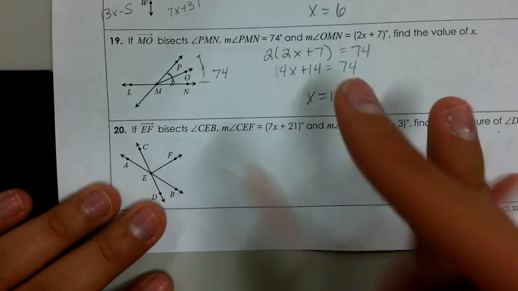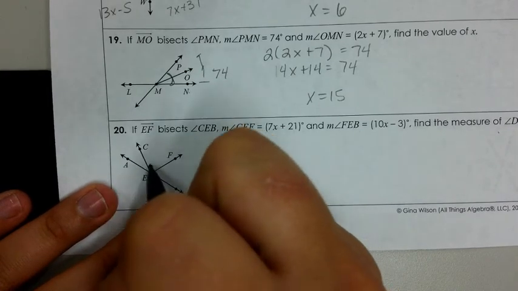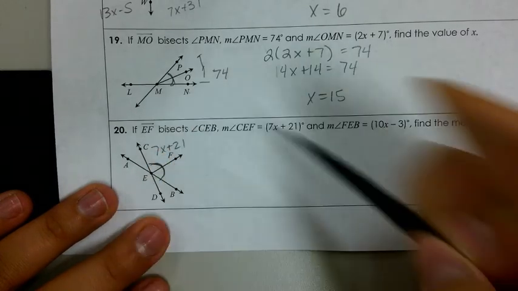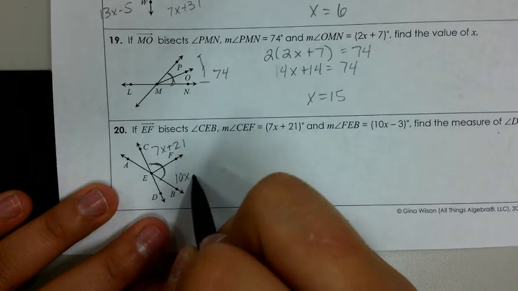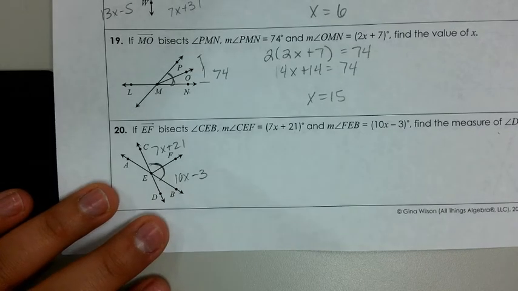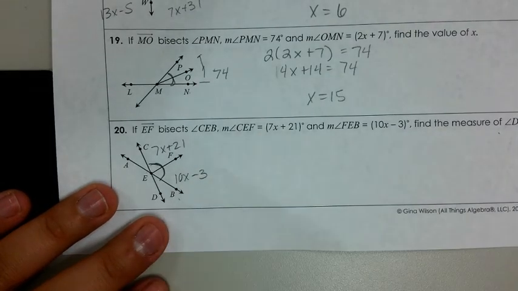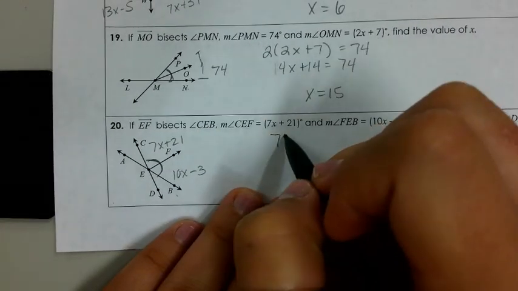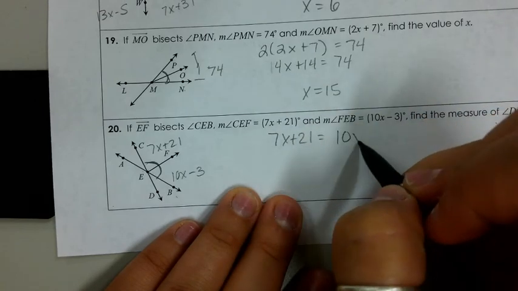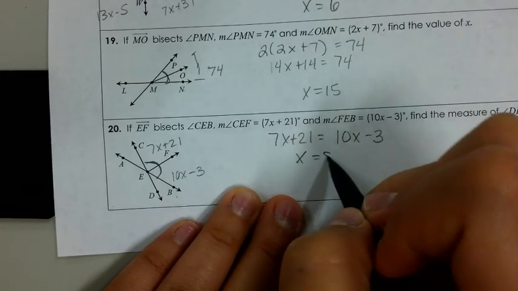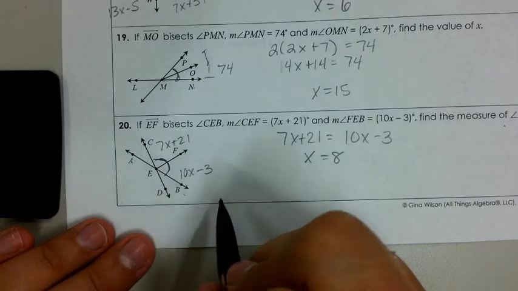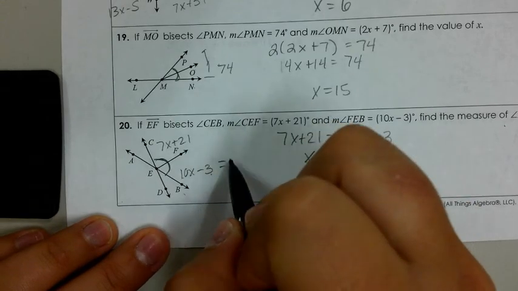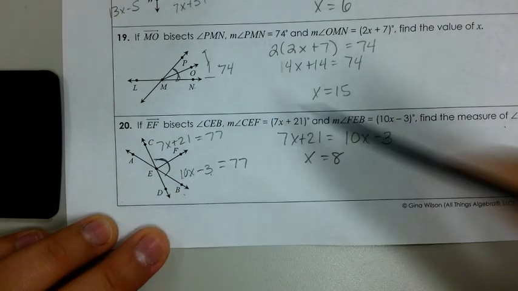And the last one here, EF bisects CEB, so that means these two angles are equal. CEF is 7x plus 21, and FEB is 10x minus 3. Find the measure of DEB. What we need to do here is solve for x by knowing these two are equal. So 7x plus 21 is equal to 10x minus 3. Solve, we get x is equal to 8. So if we plug a value in, 10 times 8 minus 3 is equal to 77, which means this is equal to 77.